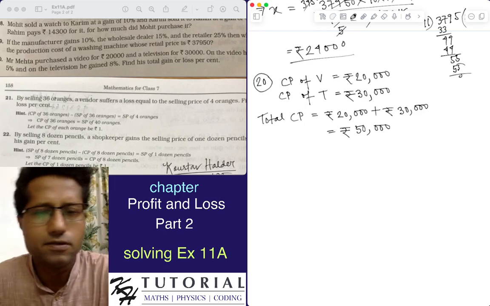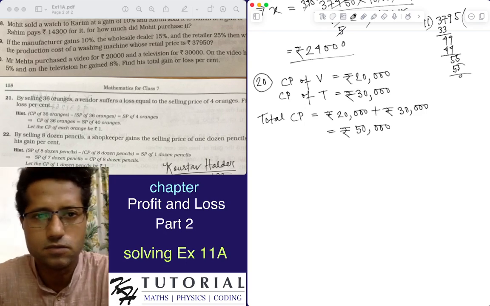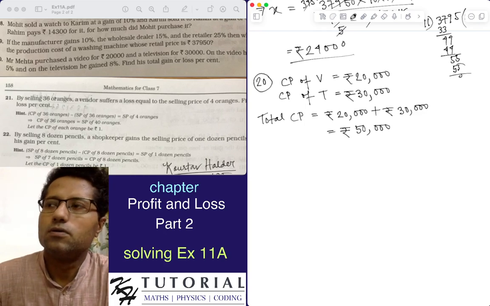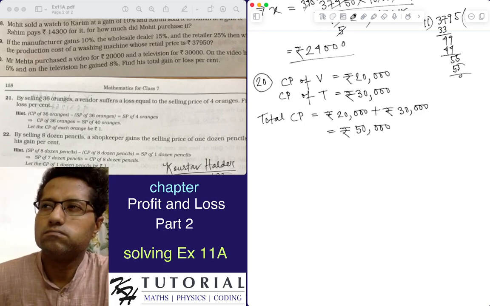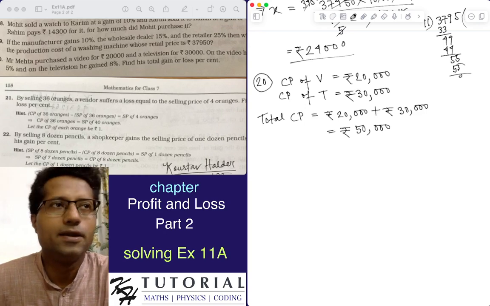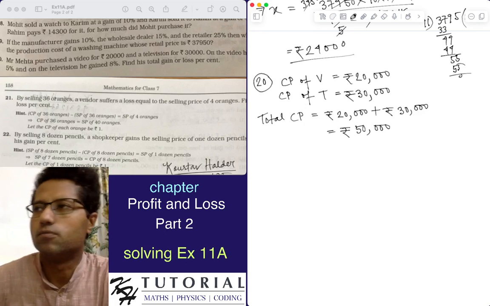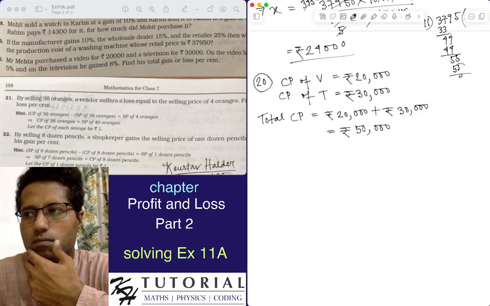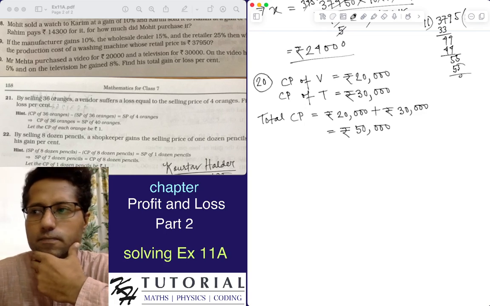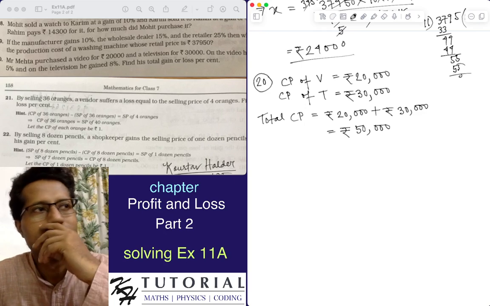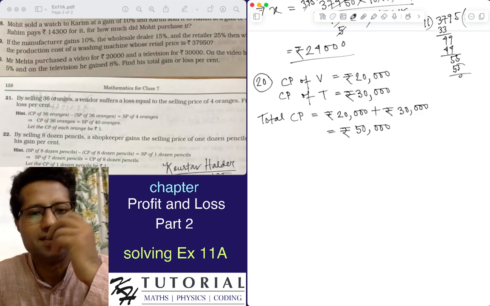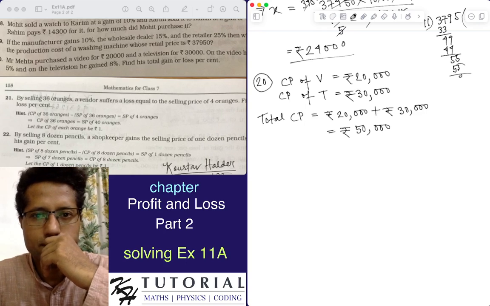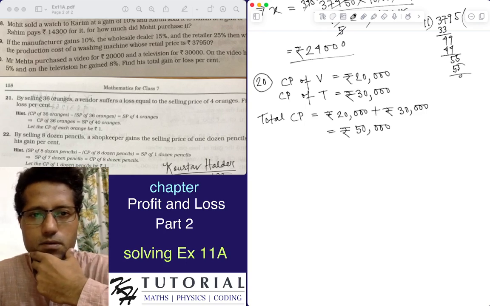This question doesn't seem to be right to me, because gain or loss is always related to selling a product. When you sell a product, then only you either gain or lose. But when you purchase a product, how can there be any loss or gain, until and unless you are selling it? So I'm not really getting the idea of this problem.